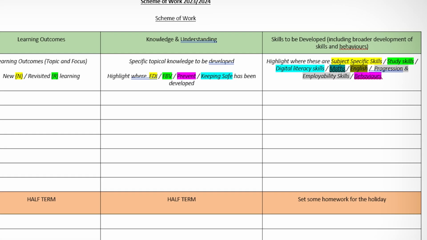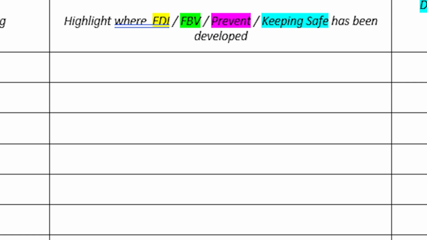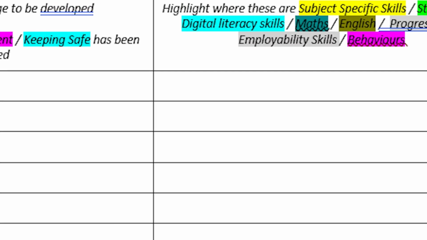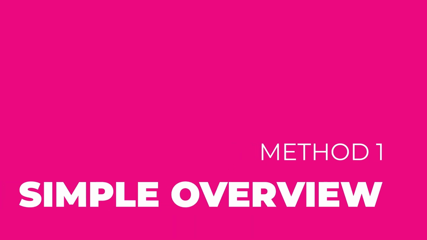So this is the template I currently need to complete, which includes week numbers, learning outcomes, knowledge and understanding and skills to be developed. I also need to show where equality and diversity, British values, subject-specific skills, digital skills, and study skills occur. Method 1, simple overview.